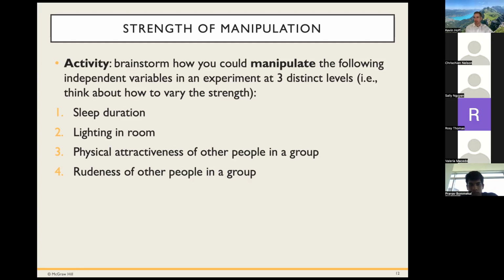This other one, giving them a set number of hours they're allowed to sleep, so some are allowed to sleep 10 hours, some 8 hours, some 5, that would make sense. Then we're very certain that the only thing we're manipulating is sleep duration, or at least how much time people are allowed to sleep. And we could see how that affected some dependent variable, like exam performance the next day.